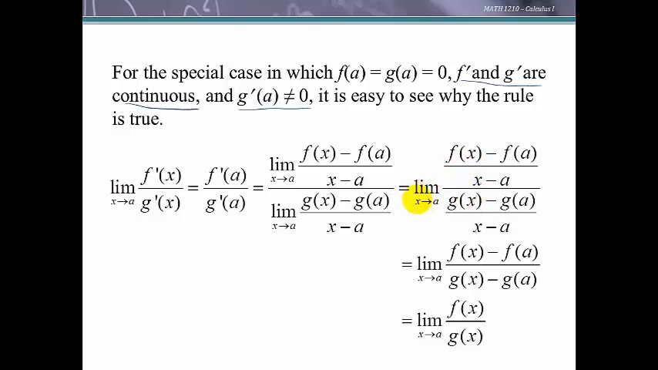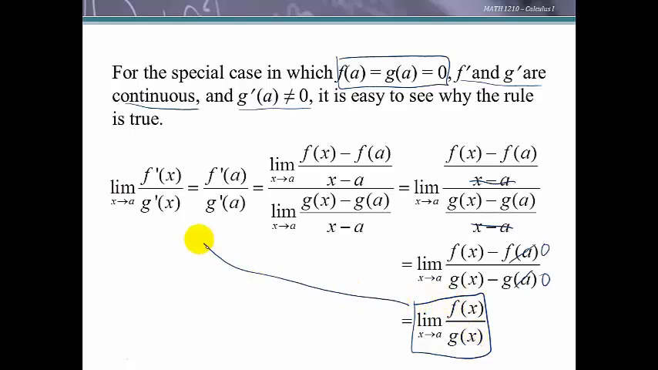Now if we multiplied numerator and denominator by x minus a, these would cancel. And then we take our condition that f of a equals g of a equals 0, and these two terms would be gone. And we would indeed have the limit as x approaches a of f of x over g of x equals the limit as x approaches a of their derivatives, and that was provided we had that indeterminate form and in this special case.